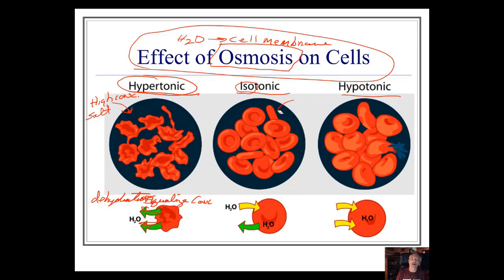The concentration outside the cell and inside the cell are equal to each other. And if they are equal to each other, you have water passing into the cell at the same rate as water is passing outside the cell through that semi-permeable cell membrane. And everything is just fine. And so that's an isotonic solution where you have equal concentrations inside and outside.